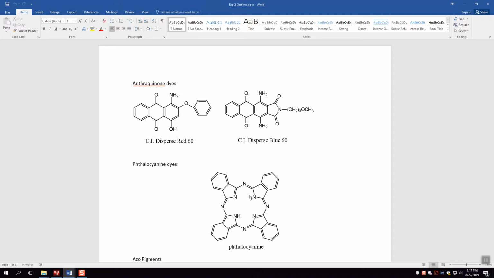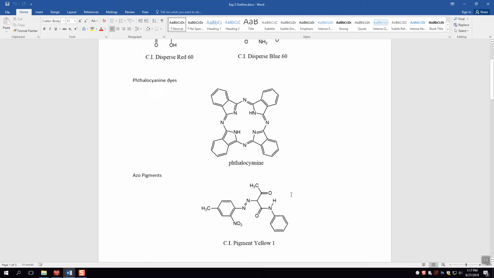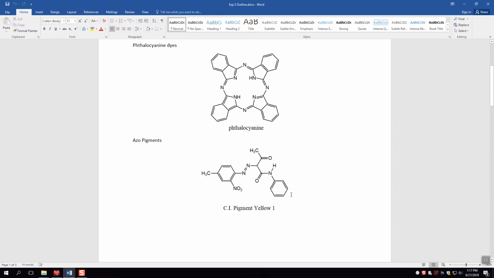So this is another type of dye. Again, you'll notice it has this pi conjugation throughout it, where you have this double, single, double bond type situation. And the last thing we have here is an azo pigment, which has this azo group, which is N=N. Again, it has the same single-double bond conjugated character.